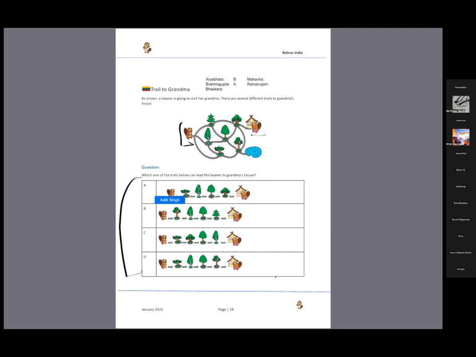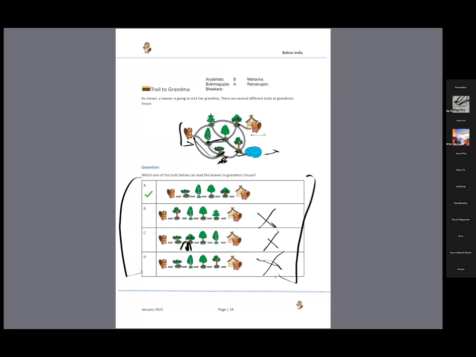Okay, so I'll start solving this sum now. So we can check all these routes one by one to see which one would reach. And from there, you can see that option B, this tree cannot be reached from the start. So that's why option B is wrong. In option C, you can't reach the big tree from here. So that's why it's wrong. And in option D, although the trail is correct while going like this, it doesn't lead to the grandmother, but instead leads to the lake. That's why option D is wrong.